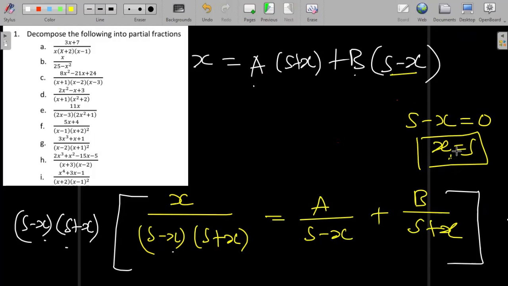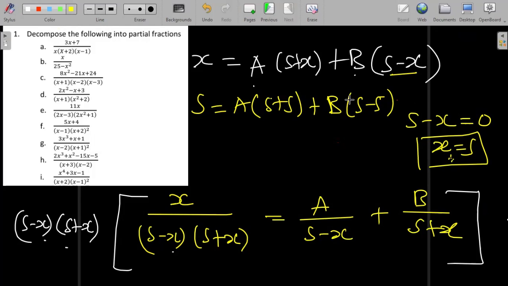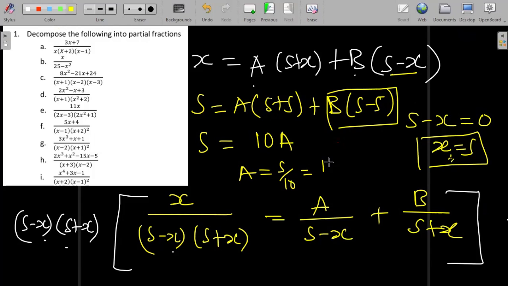So I'll substitute this x into the equation. Wherever there's x, I'm going to put 5. So here it will be 5 is equal to a times 5 plus 5, plus b times 5 minus 5, which is 0, so this part will be eliminated. So I have 5 is equal to 10a, which means a will just be 5 over 10, which is 1 over 2. So we found a to be 1 over 2 by eliminating b.